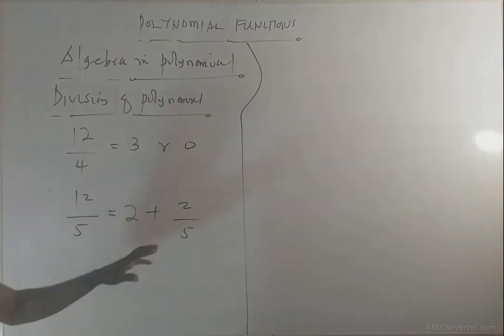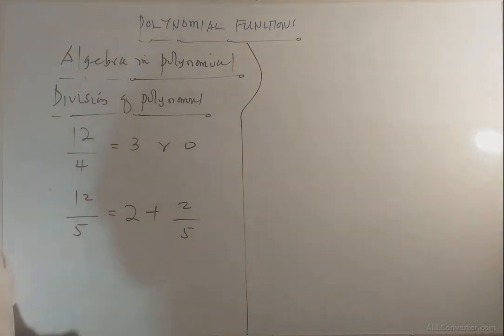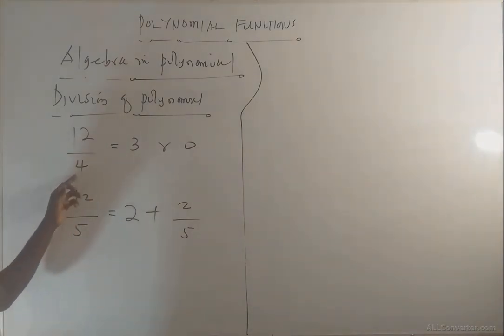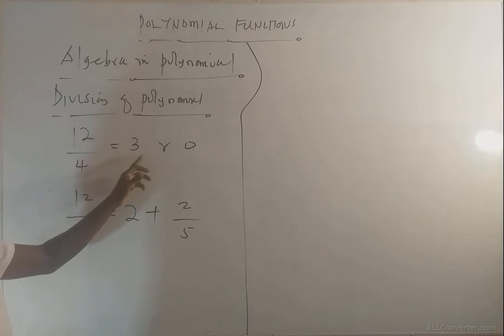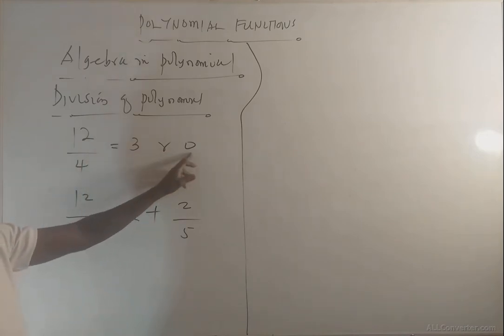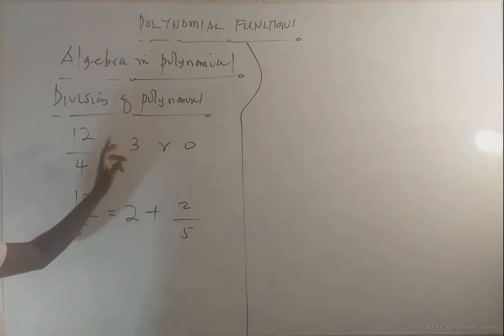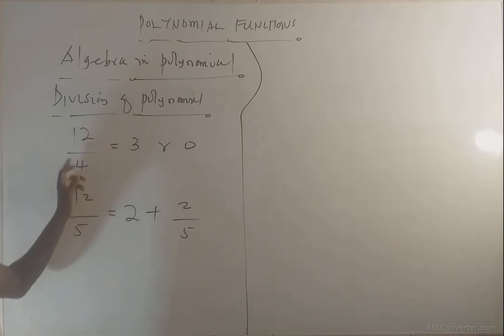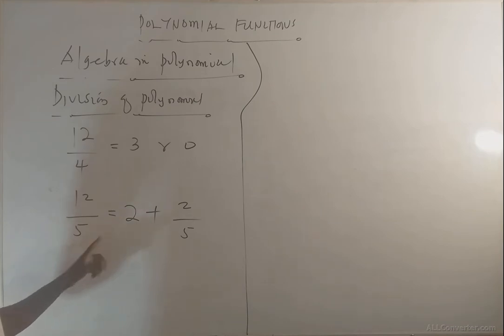There is something I want to show you here. If you get this understanding, when we look at division of polynomials you will appreciate what you are going to do. If you have 12 divided by 4 and you get 3, this has a remainder of 0. That means that 3 is a factor of 12 and 4 is a factor of 12. Now, if you have 12 divided by 5 and you get 2, but there is a remainder, then it means that 5 is not a factor of 12. Take note of that. That is why there is a remainder.